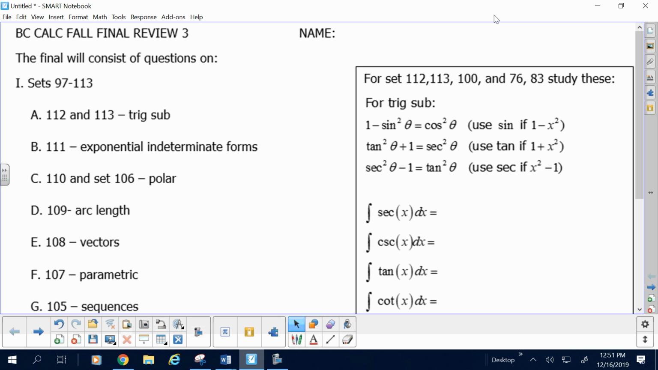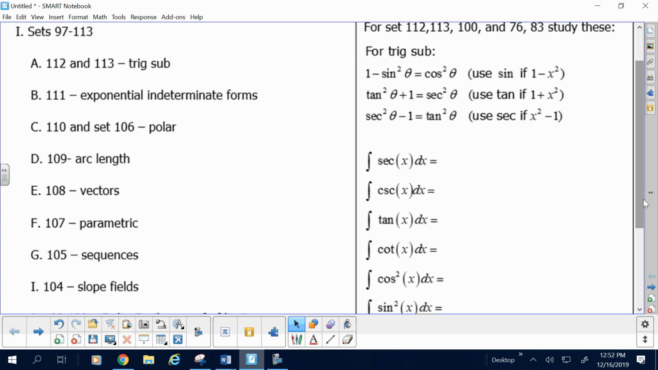Yes. Okay. So set 112 and 113 was trig sub. If you know your identities and you understand the concept, the trig sub isn't a lot of studying, it's more conceptual. But in essence, you're going to either use sine, tangent, or secant for trig sub. And then after you trig sub effectively, it draws on your trig integration skills, which is set 100, 76, and 83. So let's make sure you remember a few basic antiderivatives.